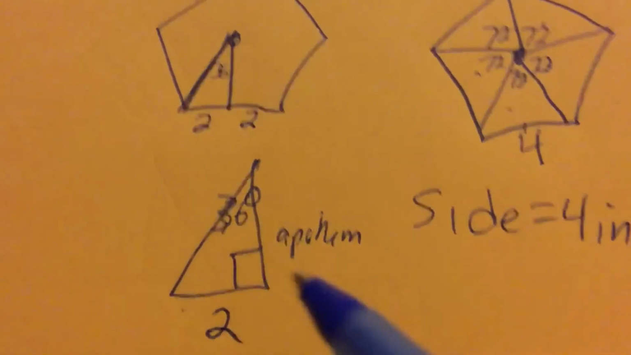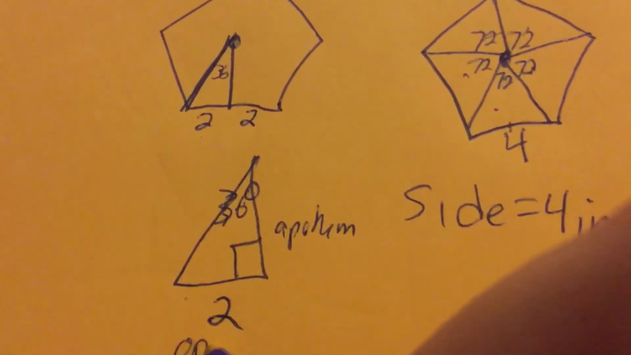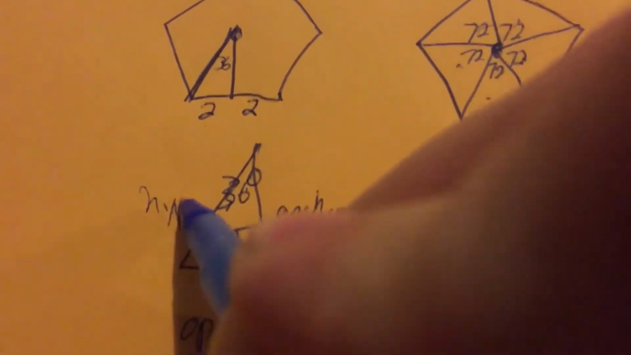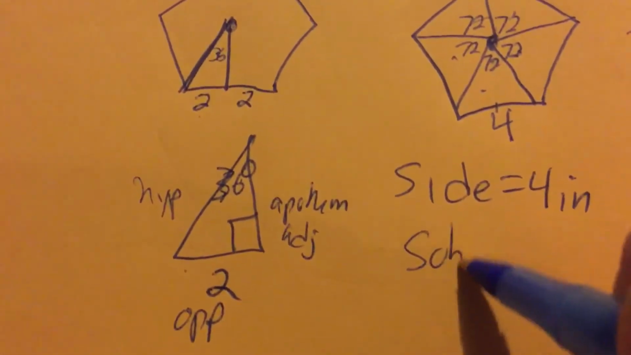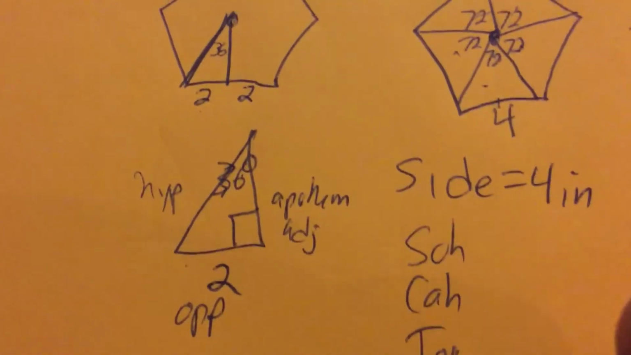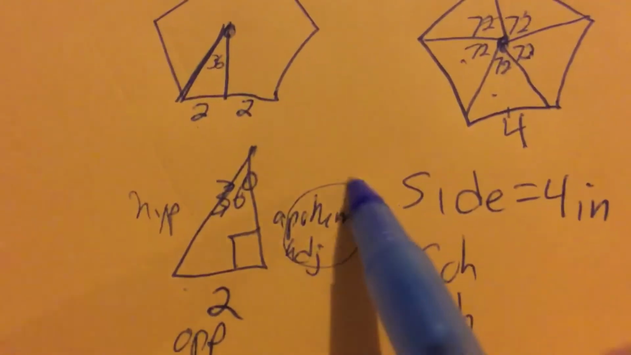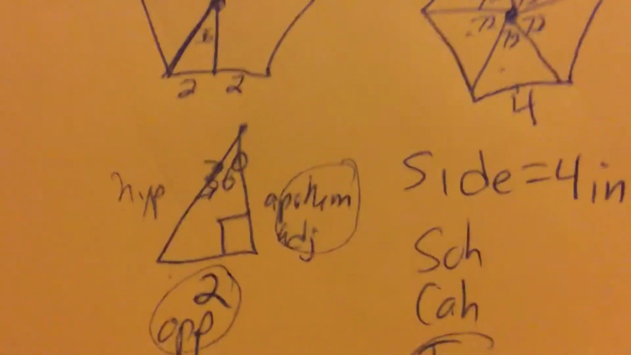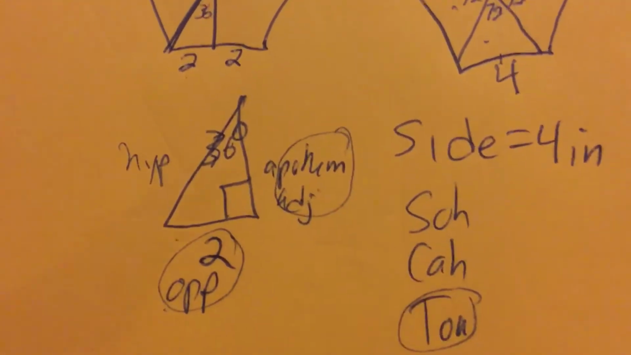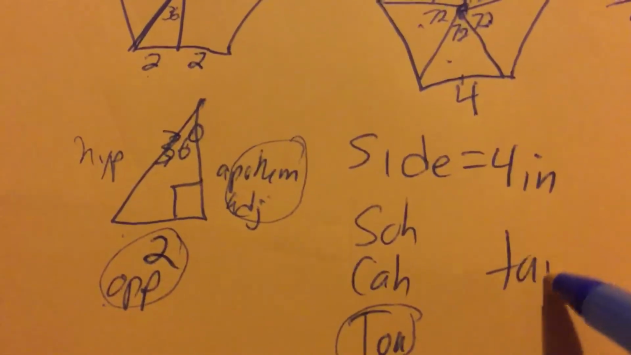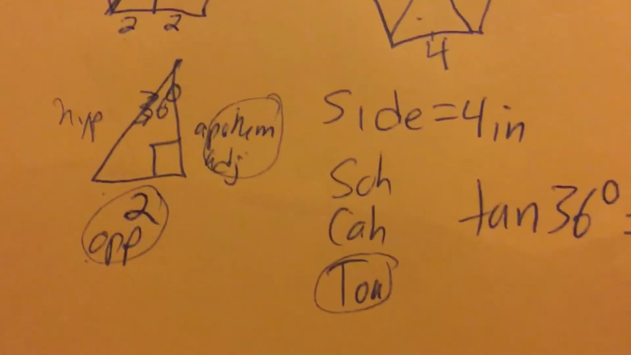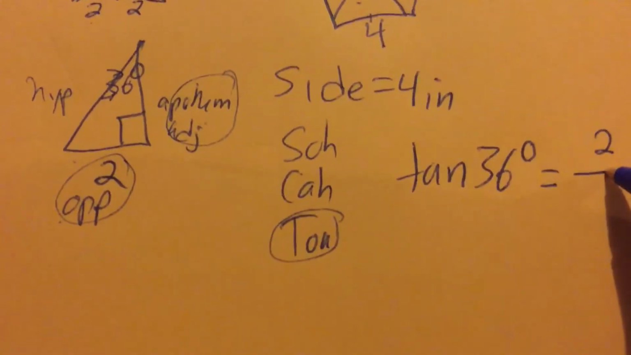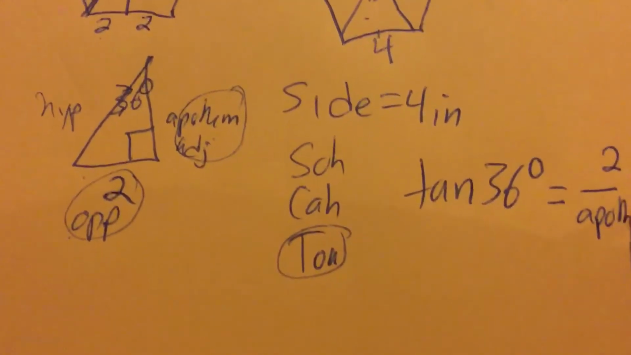This is 36 degrees, and for my 36, 2 is my opposite. This is my adjacent, and this is my hypotenuse. And if I'm thinking about SOHCAHTOA, which one do I need? I have apothem, which is the adjacent, and opposite. I need tangent, opposite, and adjacent. So I'm going to say that the tangent of 36 degrees is equal to the opposite side, which is 2, over the adjacent, which is my apothem.